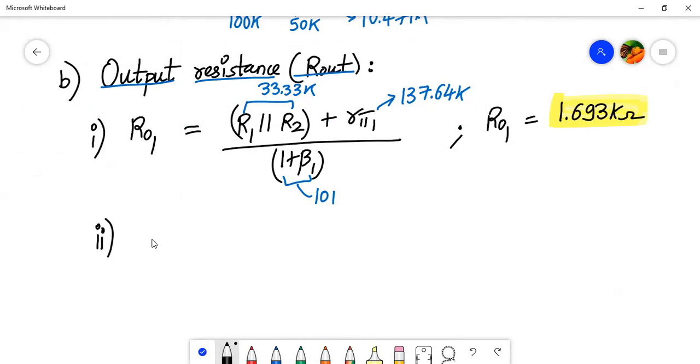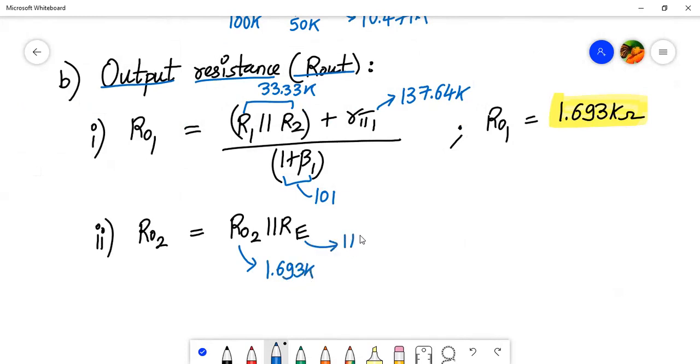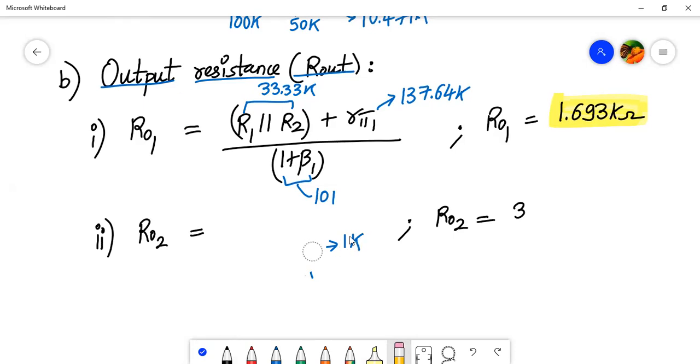If you are finding it difficult to understand how I am writing these equations so easily, you'll have to refer to the previous lecture, AEC session 19.2.2. So over here, the value of RO1 is 1.693K and value of RE is 1K. This is not correct. The formula is not correct. Let me use an eraser. Yeah, the formula for RO2 is RO1 plus R pi 2 divided by 1 plus beta 2.